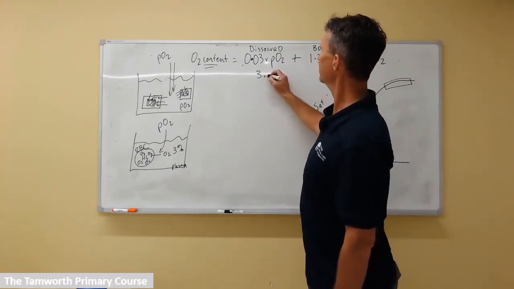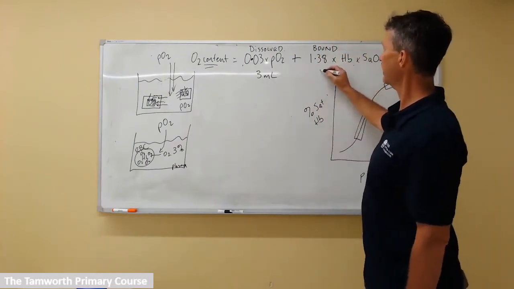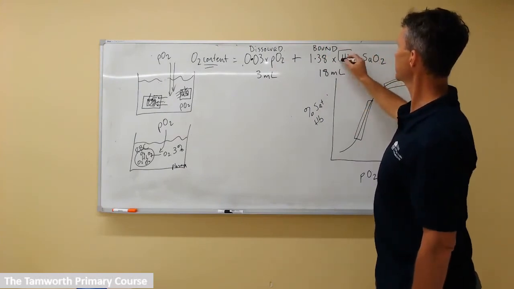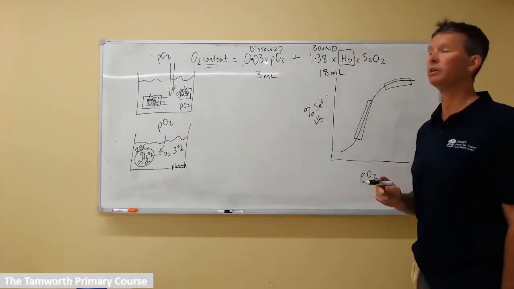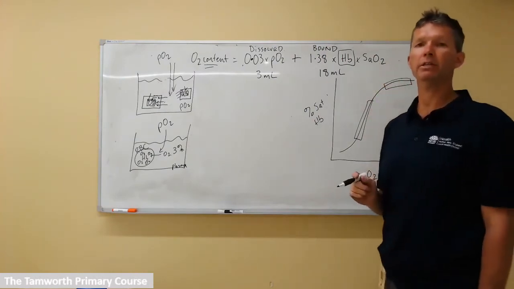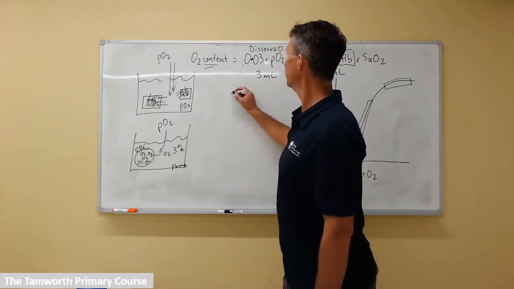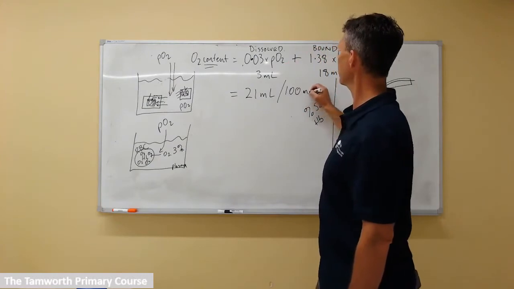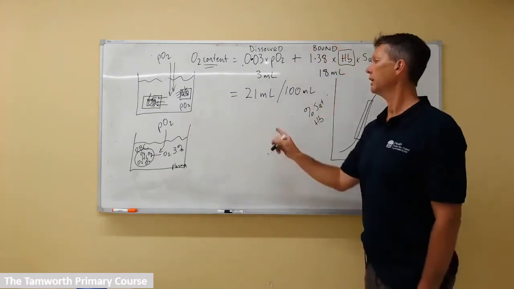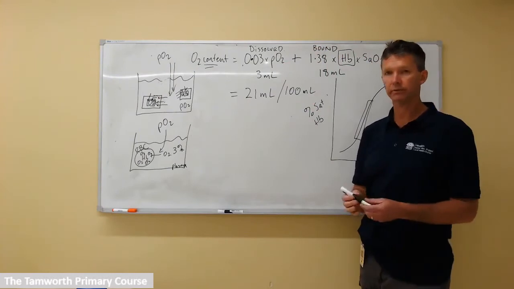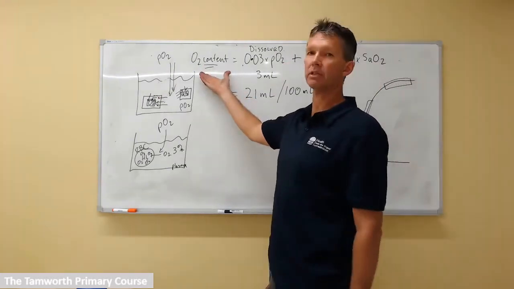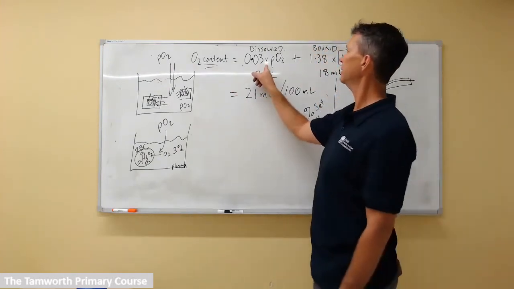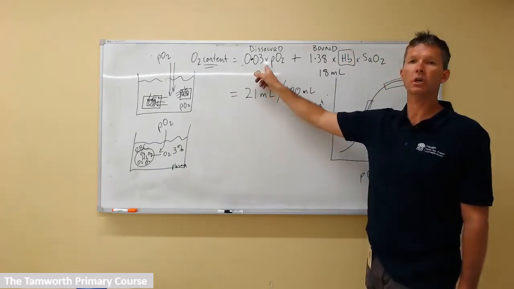The dissolved part comes out at about 3 mils. The bound part comes out at roughly 18 mils, if we make some estimates on haemoglobin at being roughly 150 and saturations being roughly 95 to 97%, meaning that we come out with 21 mils of oxygen held in every 100 mils of blood. Now that is enough to sustain life. The oxygen content, the amount of oxygen deliverable to the tissues, is large. And it's far larger than relying on just dissolved oxygen alone.